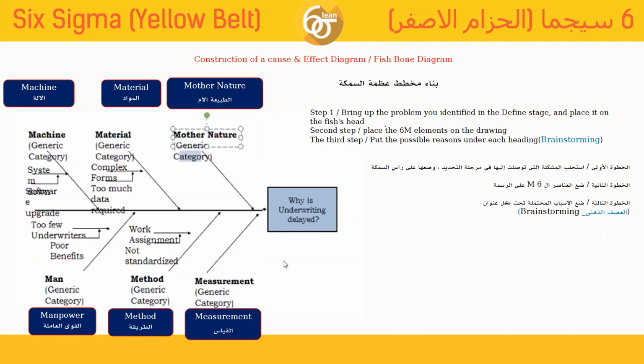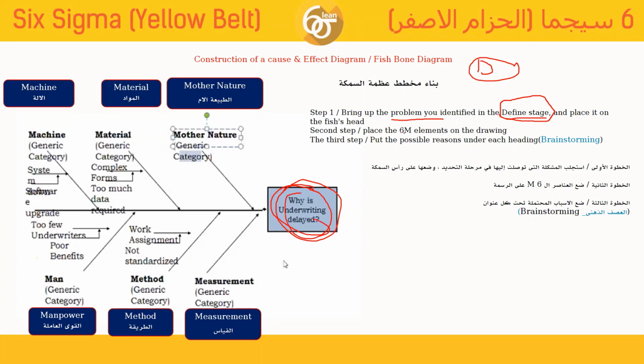So this is the same as what we are explaining in the Excel sheet. There is step 1. You have to bring up the problem identified in the Define stage, which is the main Y. From where do we get the main Y? We get it from the Define stage, where, if you remember, we worked on the problem statement. The Y is coming from the Define phase. You will put it here.